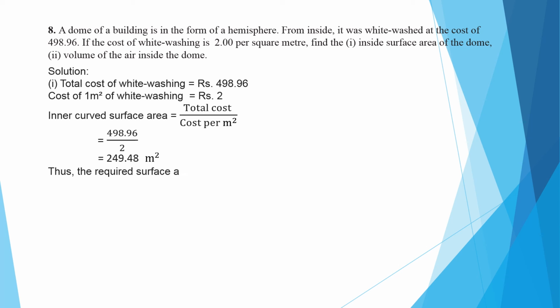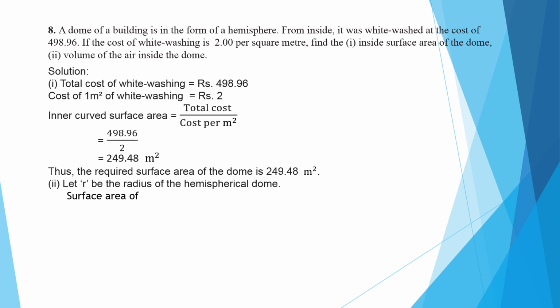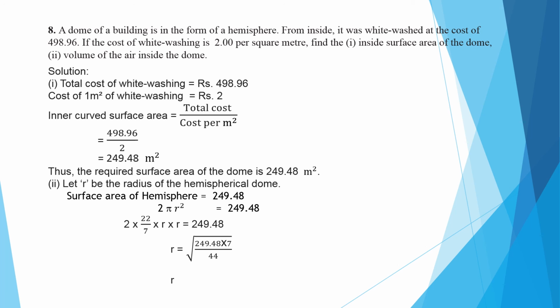With the help of this curved surface area, we will calculate R. So the required curved surface area is 249.48 meter square. Let the radius be R. So 2 pi R square, because it is hemisphere. Okay. So surface area of hemisphere is 2 pi R square, which is equal to 249.48. Okay. So after calculation, we are getting R square and then radius after square root is 6.3 meter. Okay. After this we calculated the radius as 6.3 meter.